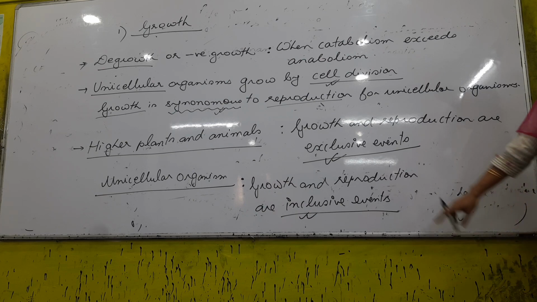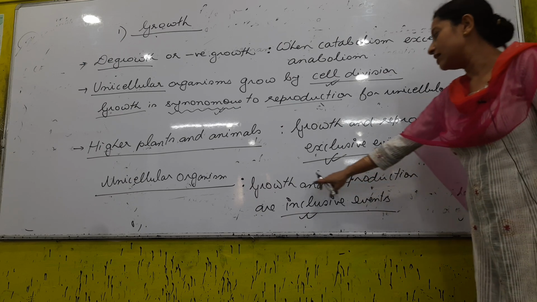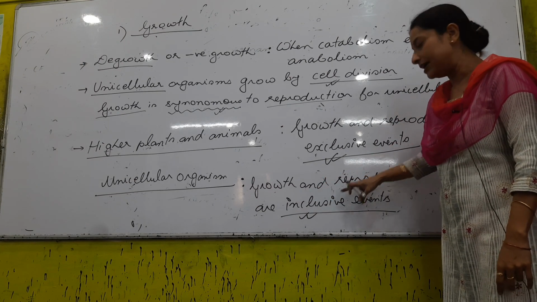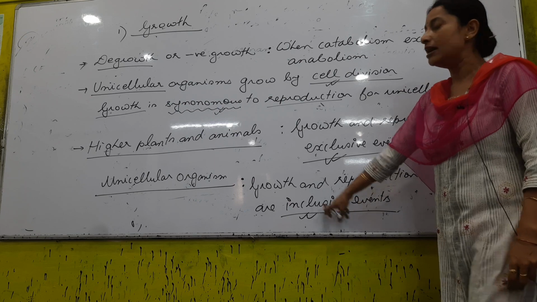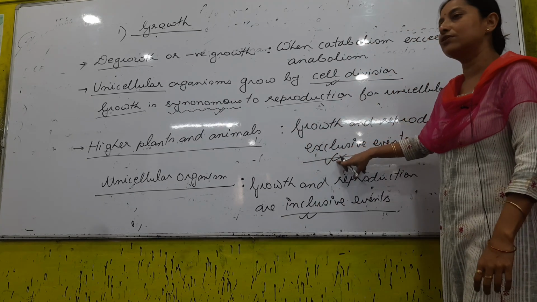A very simple way: exclusive means separate. Inclusive means the same. In unicellular organisms, growth and reproduction are the same, so the kind of use is also inclusive. In multicellular organisms, growth and reproduction are separate, so the kind of use is also exclusive.